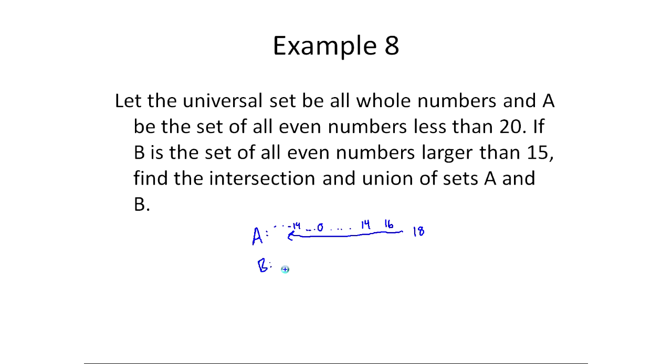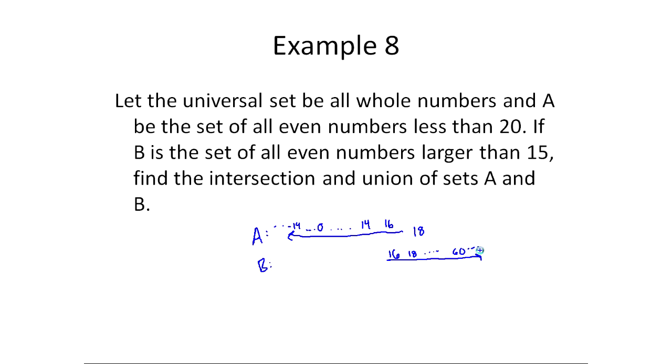Okay, and then B, set of all even numbers larger than 15. So even numbers larger than 15, that would start at 16, right? So this goes from here, starts at 16, that's the first element of the set if you were to put it in order, counts up, so it goes 18, and forever. So let's just put a big one up there so we remember, even numbers larger than 15.